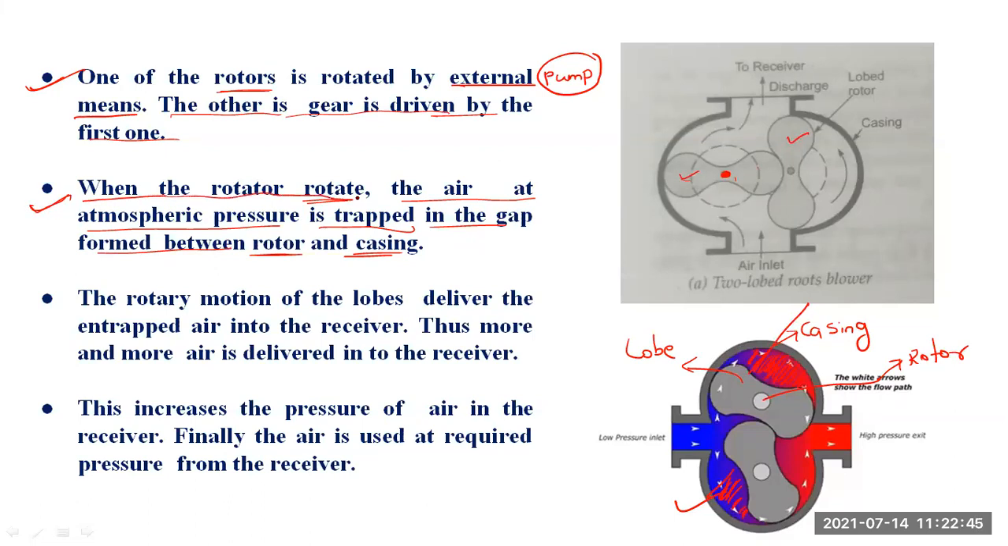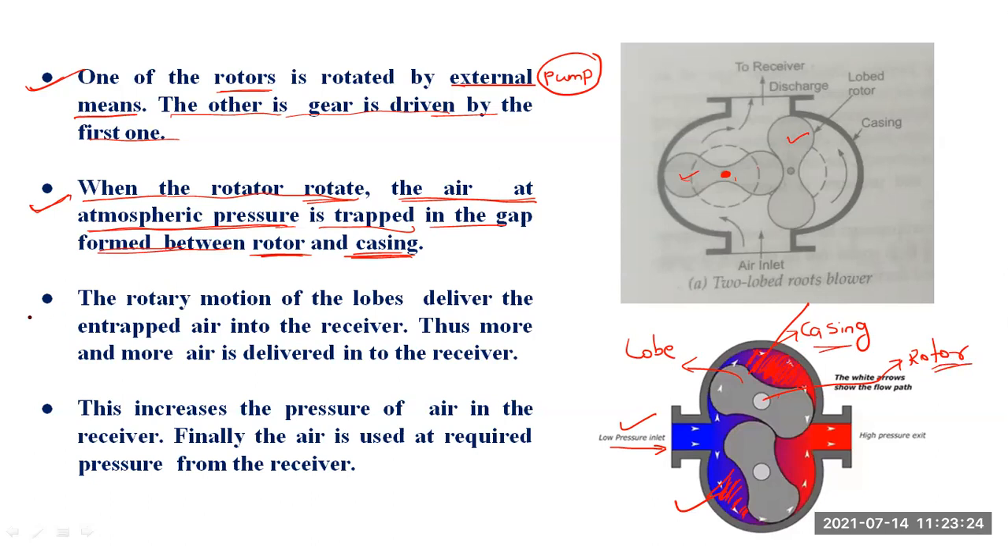When this rotor will rotate, the air at atmospheric pressure, because whatever air will enter from the inlet port will be at atmospheric pressure, because we are taking atmospheric air. Okay, so the air at atmospheric pressure is trapped in the gap between rotor and casing. Okay, so in between this rotor and this casing, some gap will be there. The atmospheric air will enter through the inlet port and it will be captured inside the gap between rotor and casing.